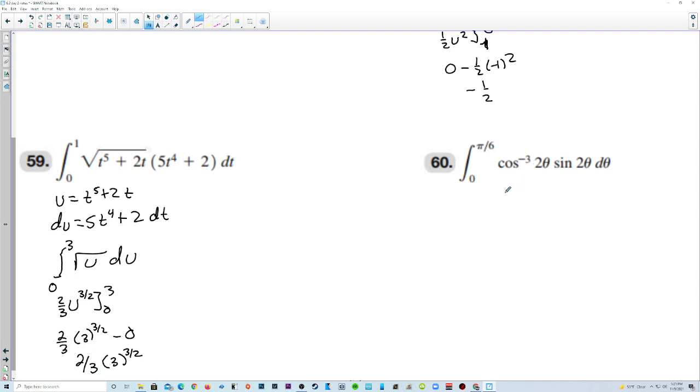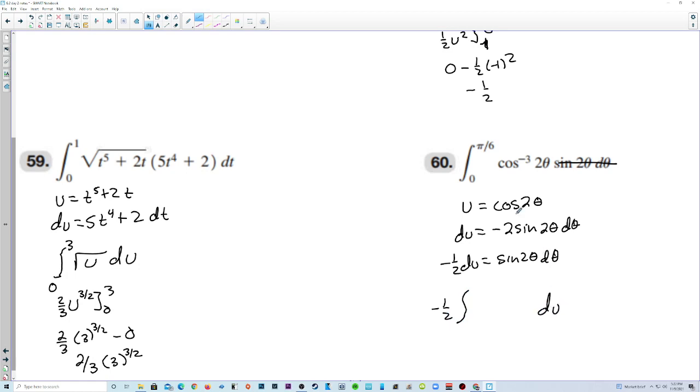On this one, let's let u equal cosine of 2 theta. So du is equal to negative 2 sine of 2 theta. Well, we don't have the negative 2, so let's get that over here. Let's go negative 1/2 du is equal to sine of 2 theta, and I forgot the d theta here. Now this part right here goes to negative 1/2 du.